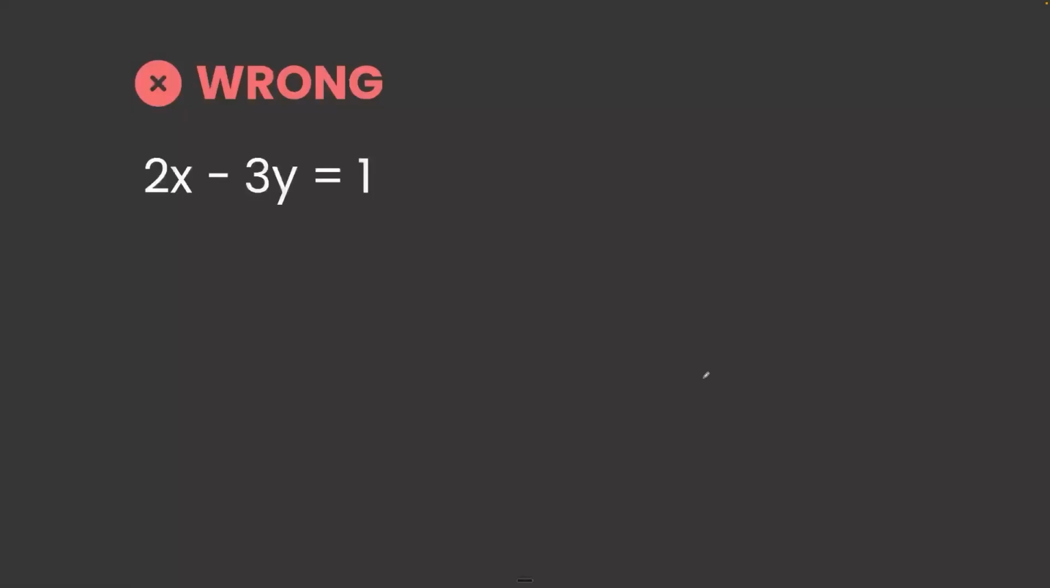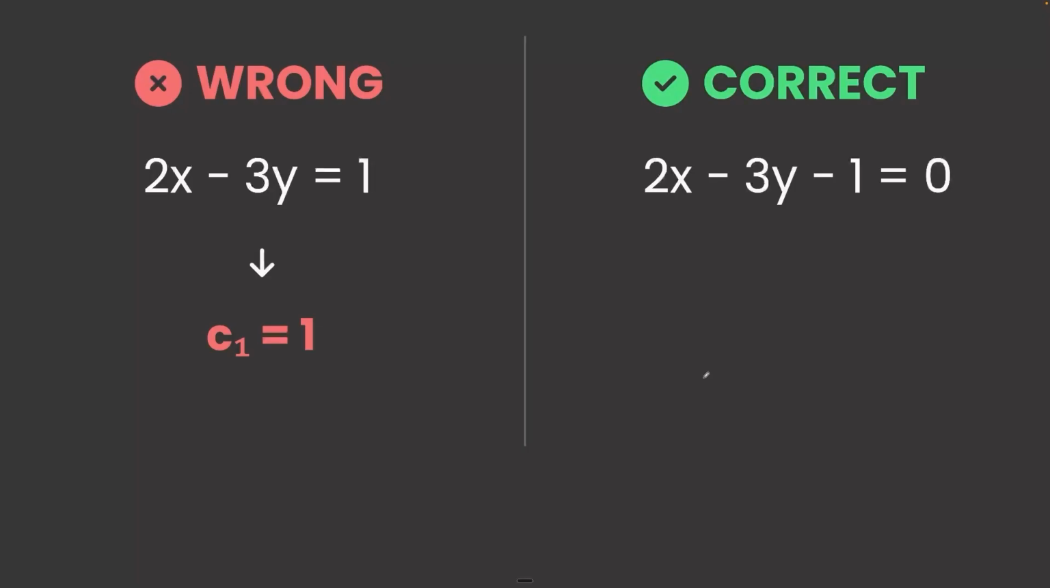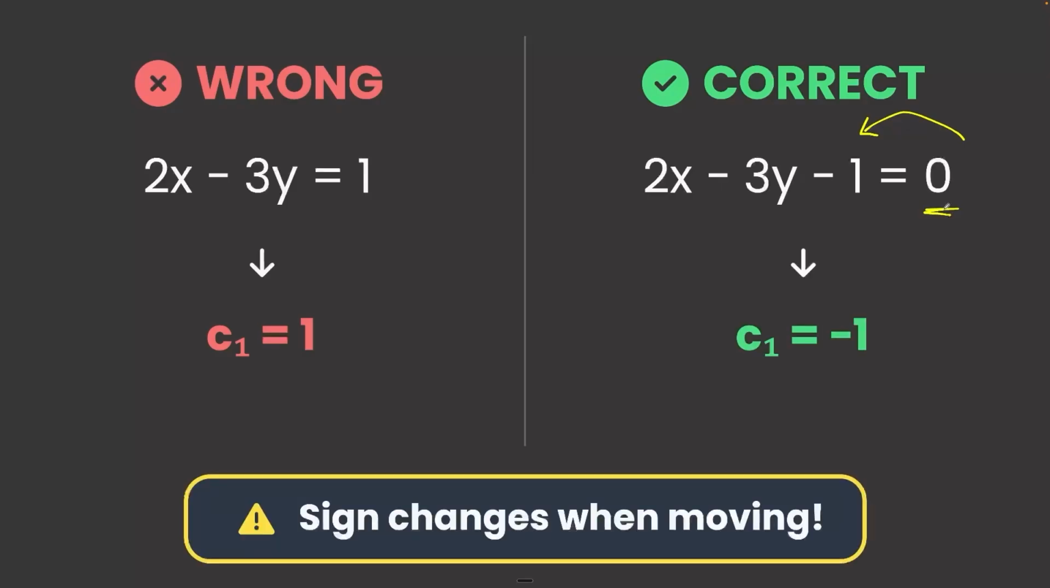Now let's see some common errors. 2x minus 3y is 1. Assuming c1 is 1 is a major problem. If you do that, that's it. You're going to stop right there and you're going to get the wrong answer. Always make sure that you write the correct term. You always get the constants to the left and then make the right side 0. Only then you proceed with this particular method. C1 is minus 1. Sign changes when moving. That is the key point.